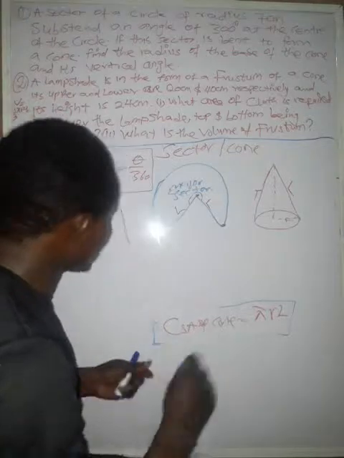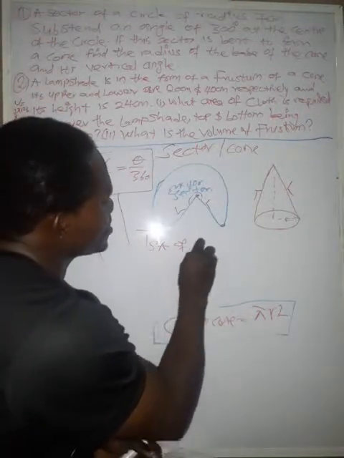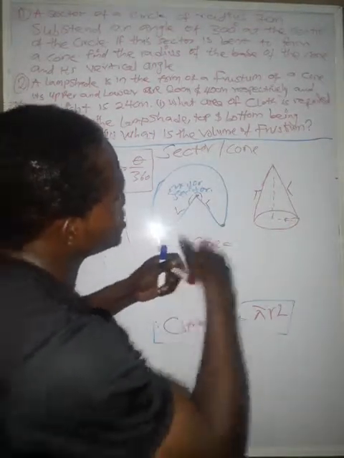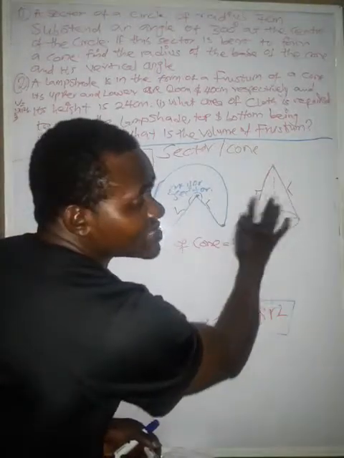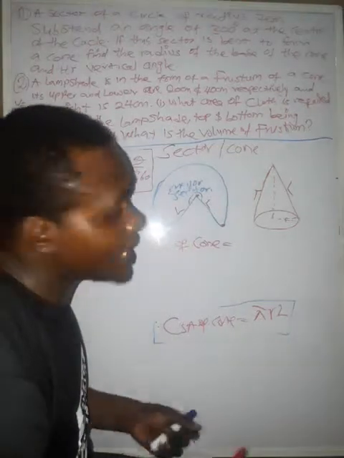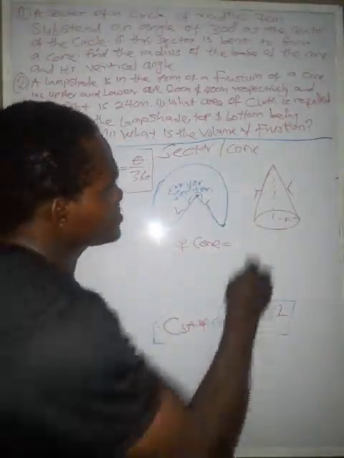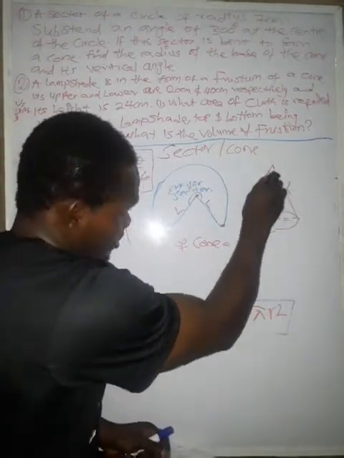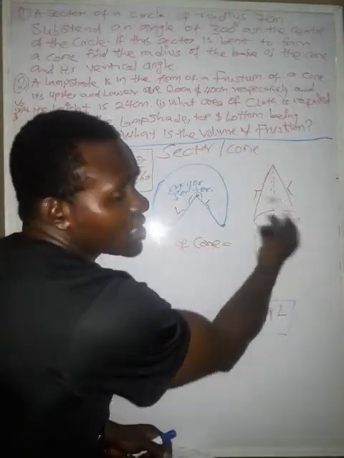Total surface area of a cone will now be equal to... we already know the curved surface area and the circle area of this base. When you are asked to find area, it means you must cover the whole shape. So we need the area of the curved surface and the area of this base circle.